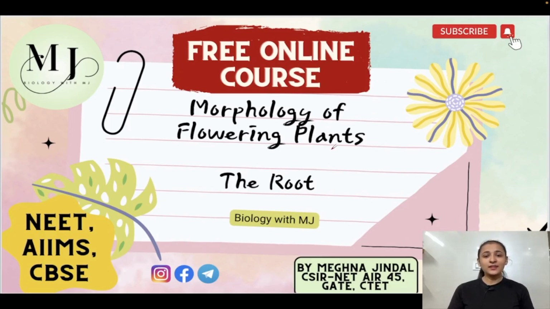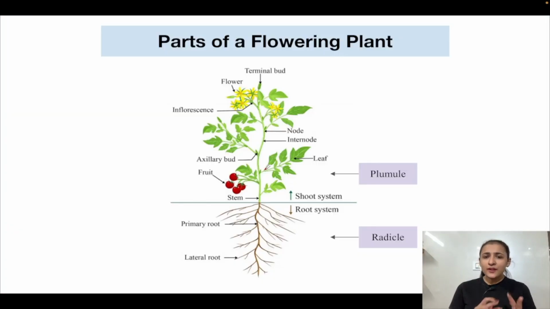So hello everyone, in this video we are going to talk about the root part of the chapter Morphology of Flowering Plants. There are various parts to a flowering plant. We know that a plant has a shoot system and a root system. These are the two broad categories in which we can classify the parts of any flowering plant. The shoot system comprises all the parts of the plant that are present above the ground, and the root part comprises all the parts of the plant that are present below the ground.